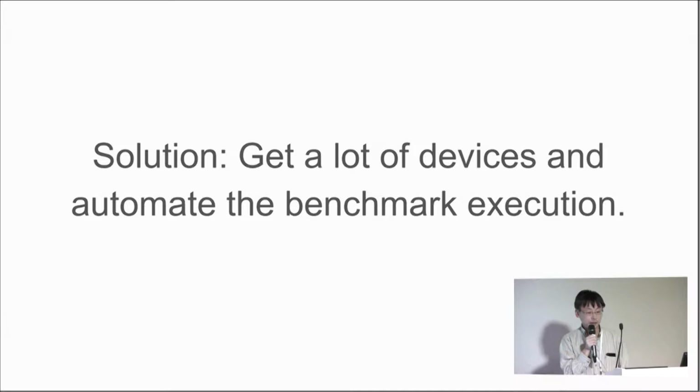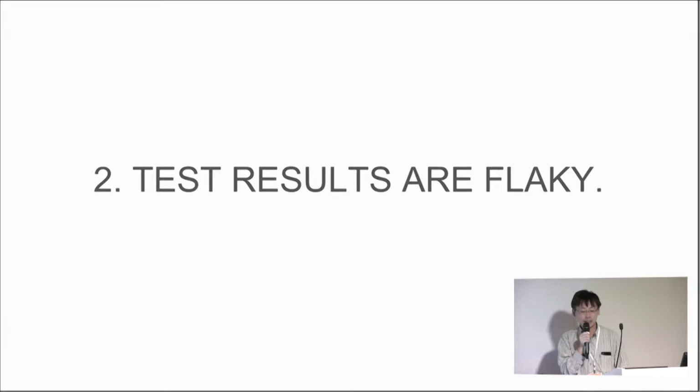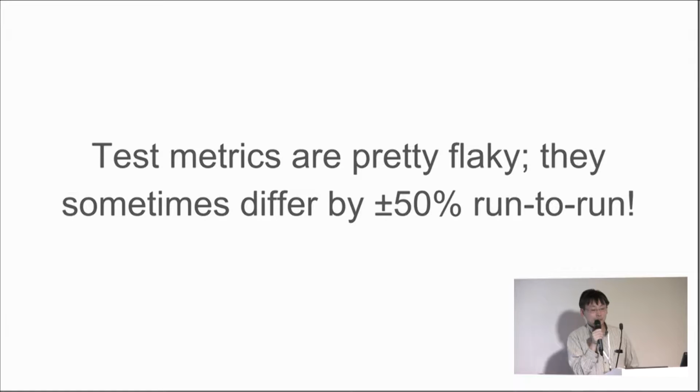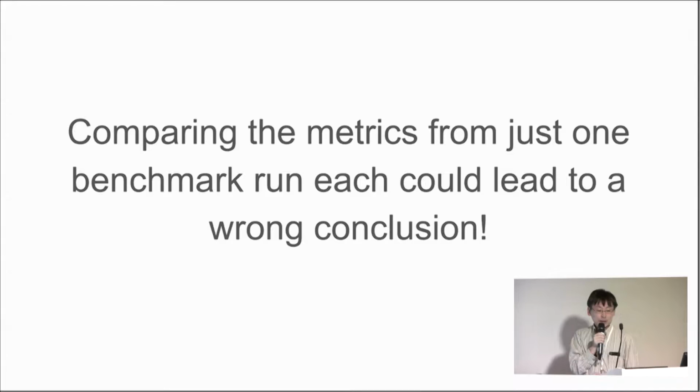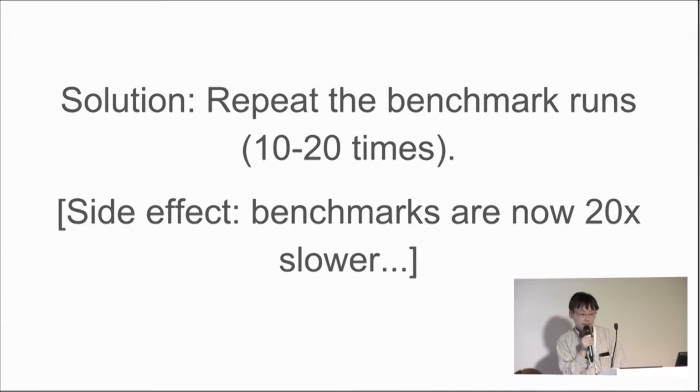Second, the test results are flaky. Test metrics sometimes differ by plus or minus 50% from run to run. Comparing the metrics from just one benchmark run each could lead to drawing a wrong conclusion. Solution: repeat the benchmark runs. I recommend 20 times, but you probably need at least 10 times. As a side effect, benchmarks are now 20 times slower, so we need to get more and more devices.